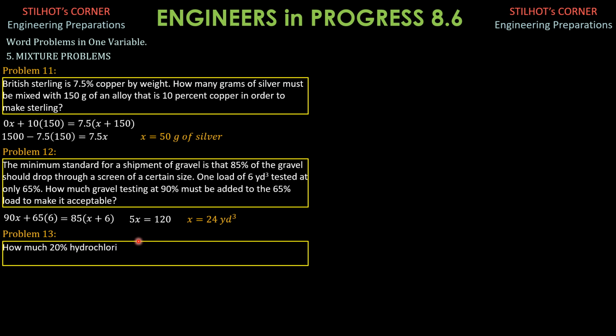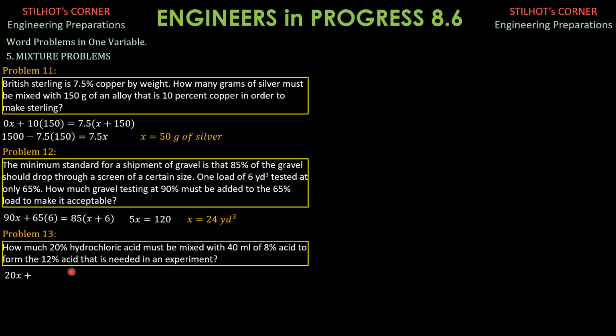Problem 13: how much 20% hydrochloric acid must be mixed with 40 milliliters of 8% acid to form 12% acid that is needed in an experiment? So let's call x the amount of 20% hydrochloric acid. So 20 times x, plus 8 times 40, equals 12 times the quantity x plus 40.